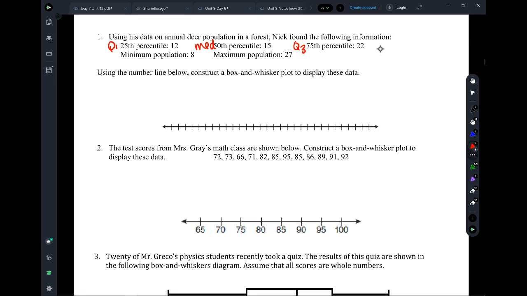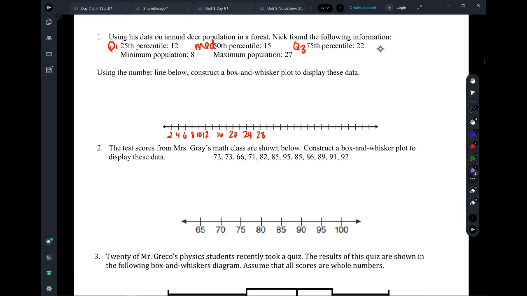Let's create a box and whisker. So we have to go from the lowest of an 8 to the highest of a 27 as our maximum. You can count by 2s, you can count by whatever you want. I think I'm going to count by 2s. So let's do 2, 4, 6, 8, 10, 12, 14, 16, 18, 20, 22, 24, 26, 28. I guess that's all I needed. I guess I could have counted by 1s, but this is fine.